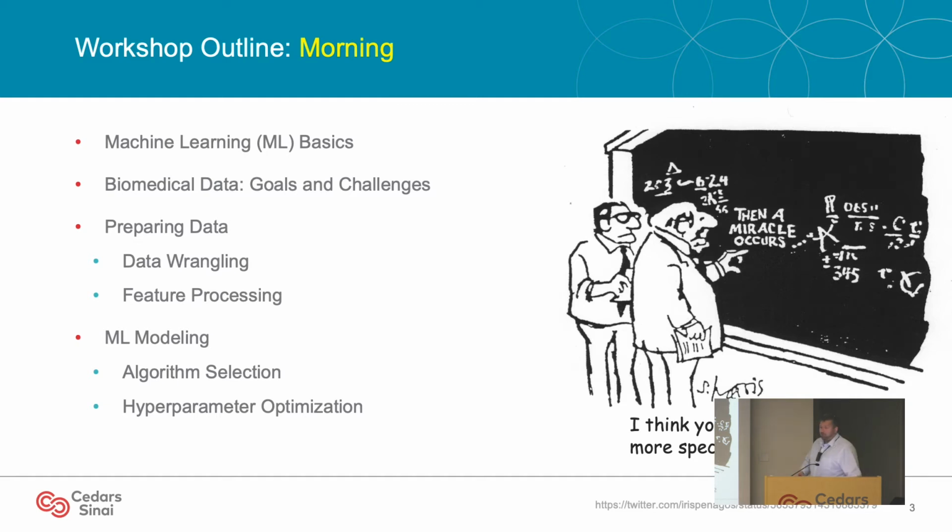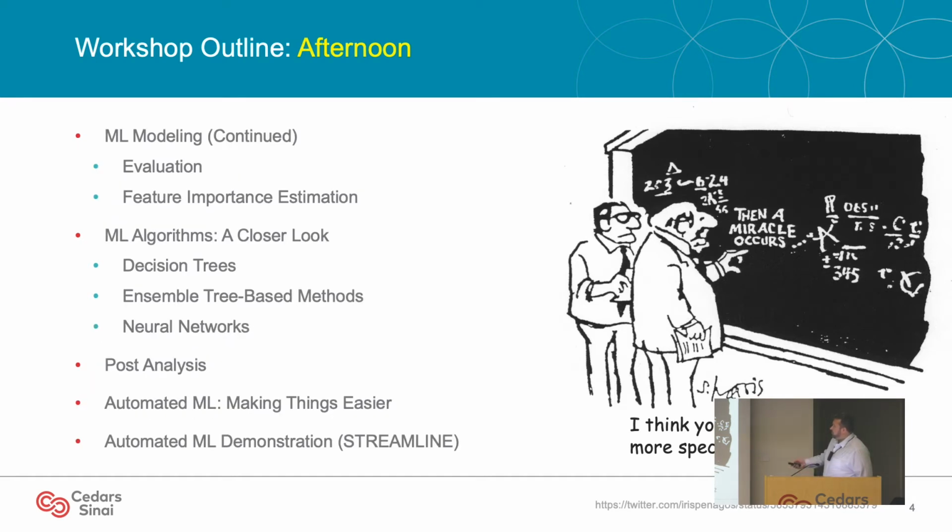Then we're going to move on to everyone's favorite thing, machine learning modeling, the actual use of machine learning algorithms to generate models. We'll talk about algorithm selection and hyperparameter optimization. And if you don't know what that is, you will a little bit later. In the afternoon, after lunch, we're going to continue talking about machine learning modeling. We're going to spend some time on evaluation.